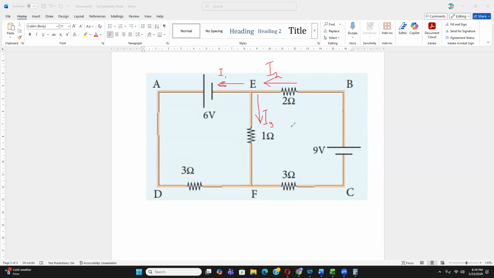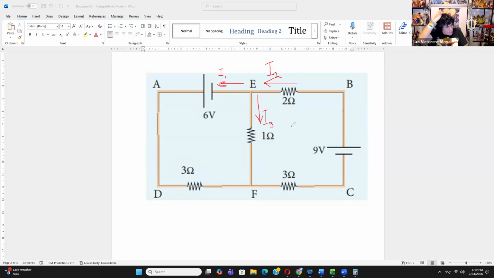Professor, you said I2 is equal to I1 plus I3, right? Yeah, that will be the junction.